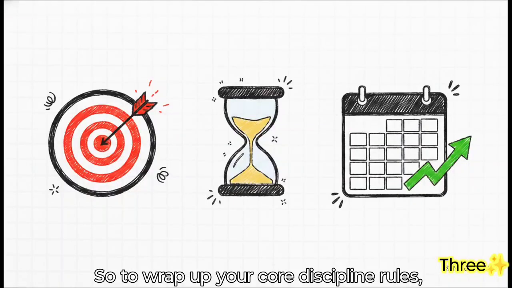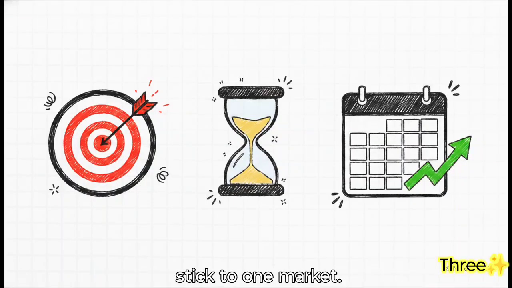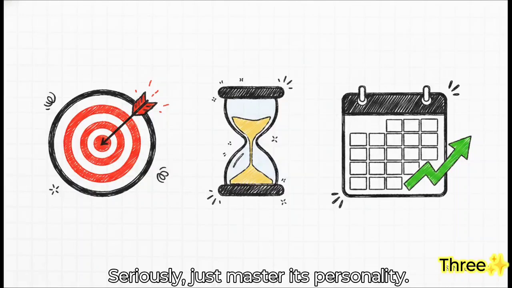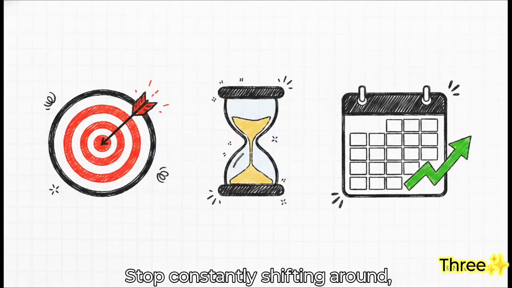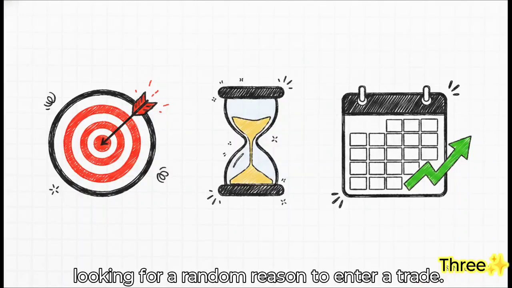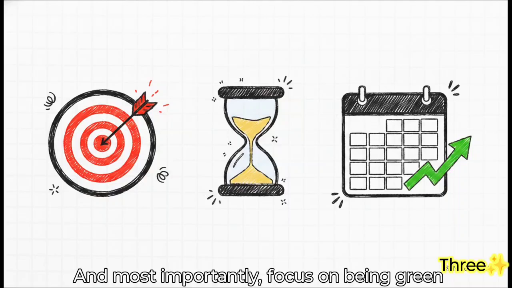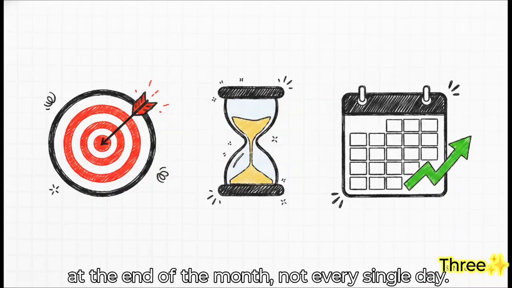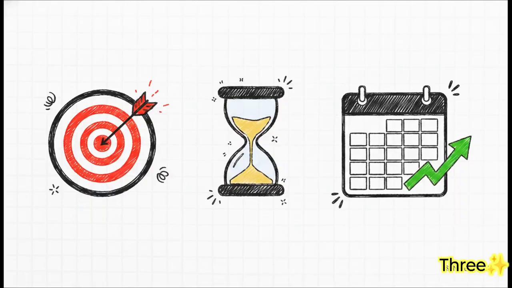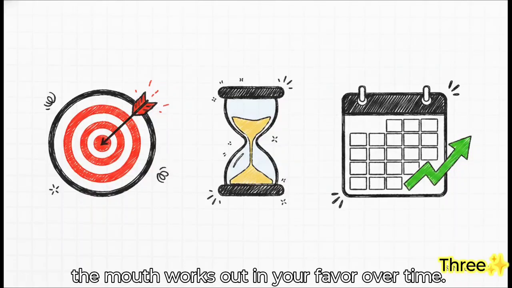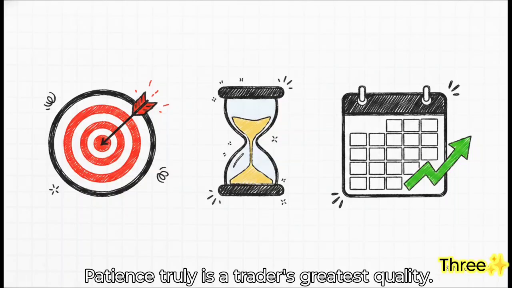So to wrap up your core discipline rules, stick to one market. Seriously, just master its personality. Stick to one time frame. Stop constantly shifting around looking for a random reason to enter a trade. And most importantly, focus on being green at the end of the month, not every single day. You're gonna have red days, but with a 2-to-1 ratio and strict discipline, the math works out in your favor over time. Patience truly is a trader's greatest quality.